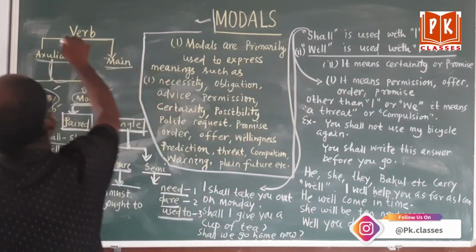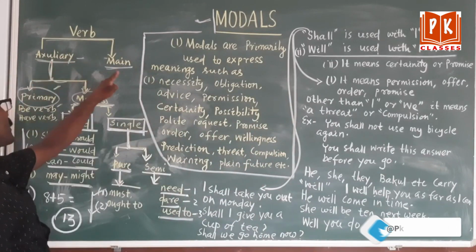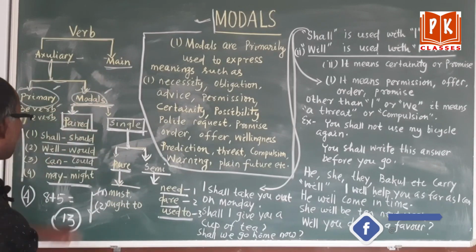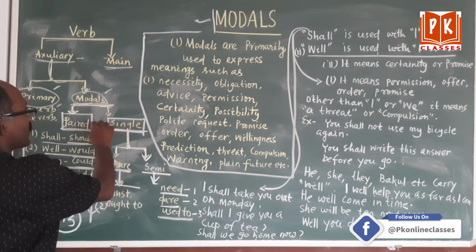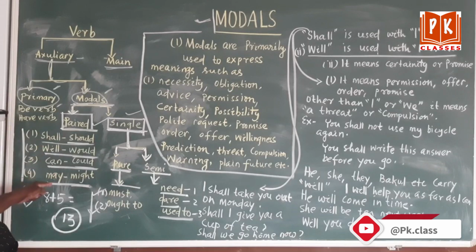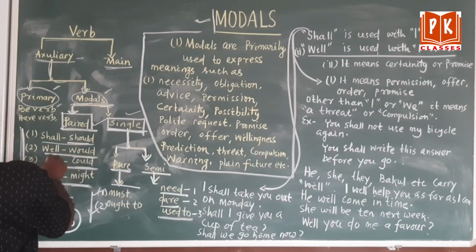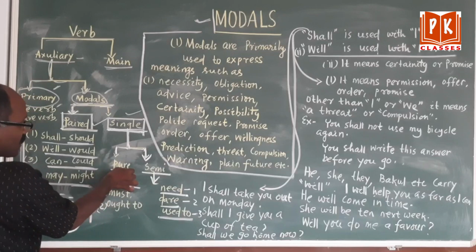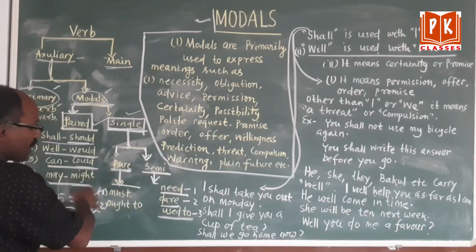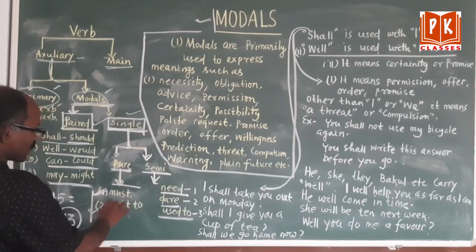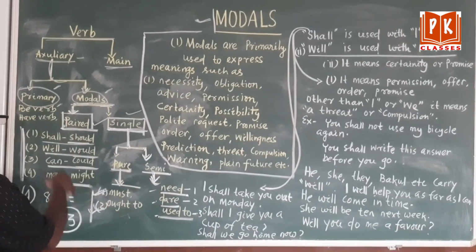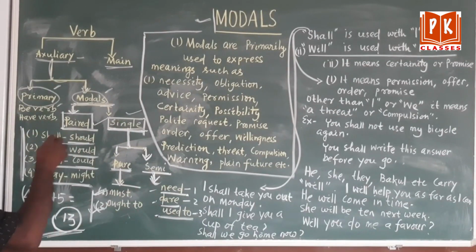Verb is divided into two parts, auxiliary and main. Auxiliary is divided into two parts, primary and modal. Modal is divided into two parts, paired and single. In the paired part, you will find 8: shall, should, will, would, can, could, may, might. Single is divided into pure and semi. Pure has 2, must and ought to, and semi has need, dare, used to. 3 plus 2 is 5, plus 8 equals 13 modals.